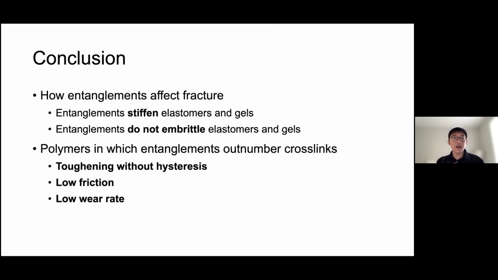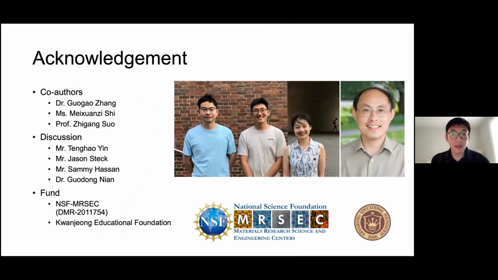Let me conclude. So we have studied how entanglements affect fracture. We see that entanglements stiffen elastomers and gels, but do not embrittle them. That made us able to make the material stiff and tough both at the same time without using hysteresis. So the material is elastic, but we can get stiff and tough materials at the same time.